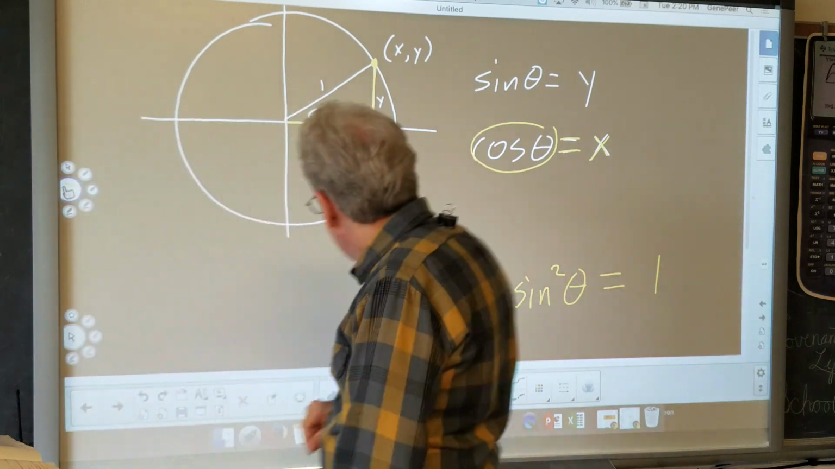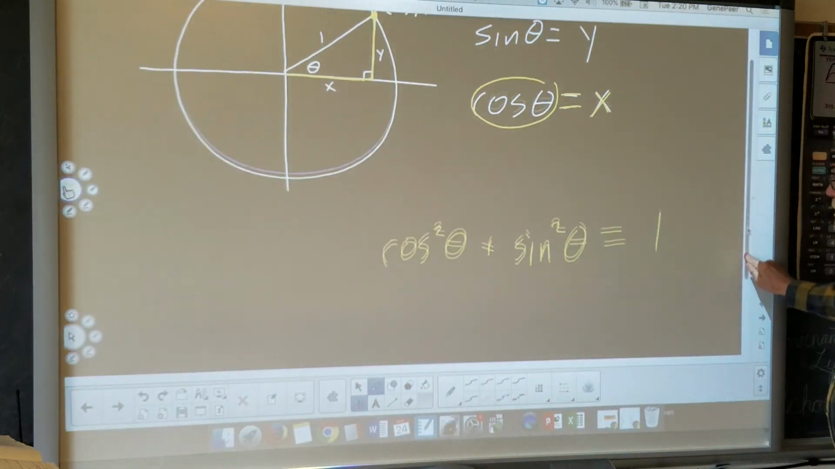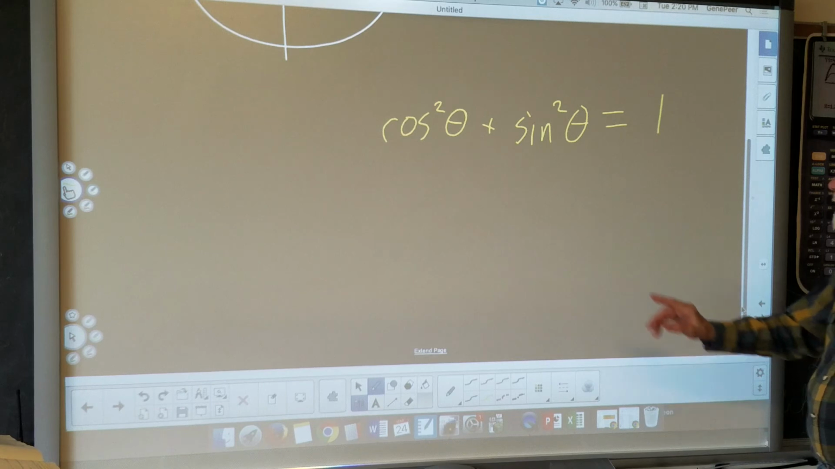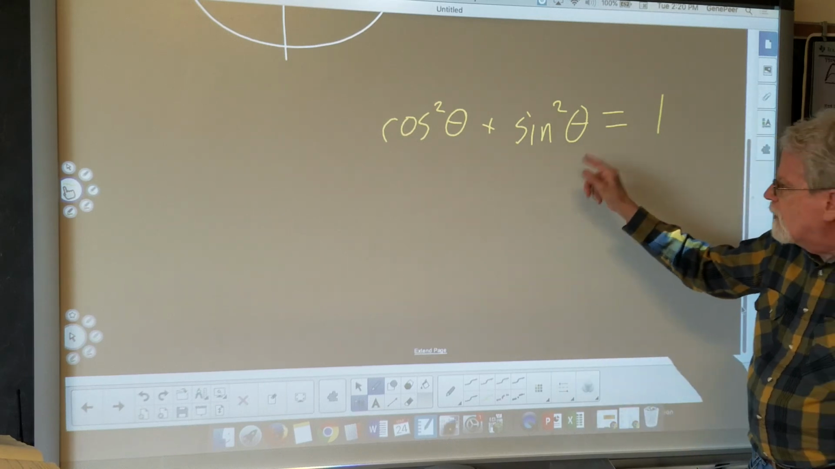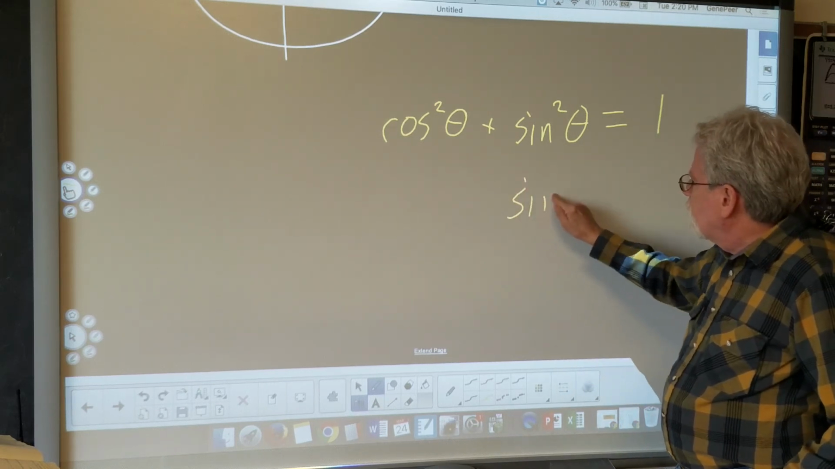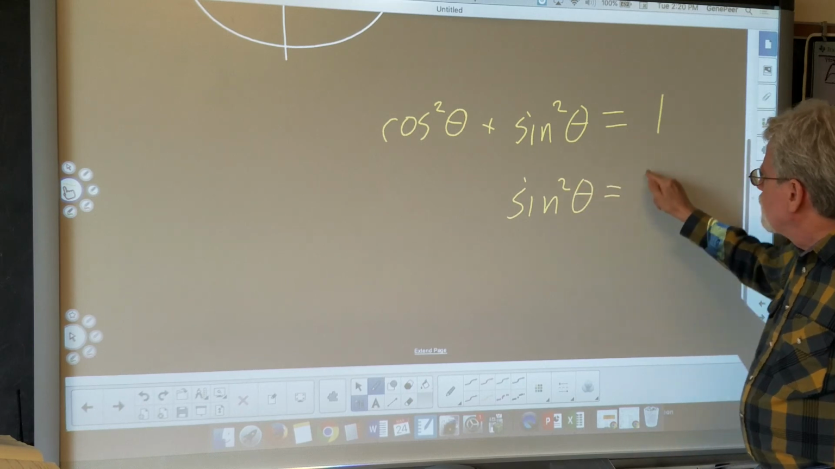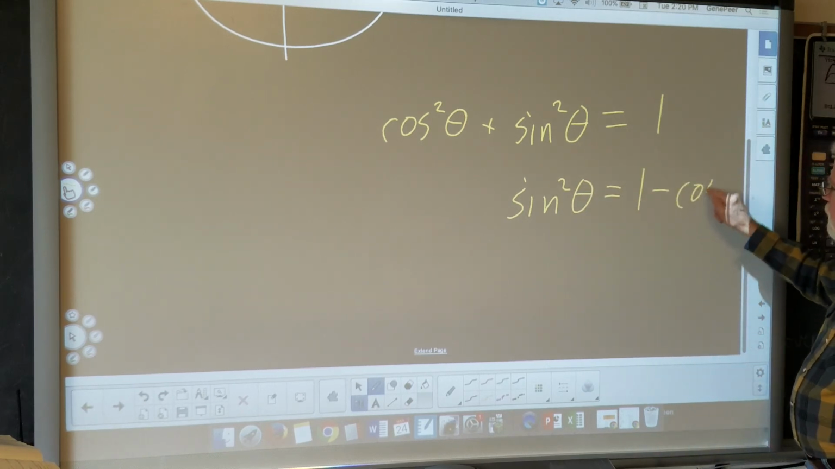For instance, there may very well be times when you would prefer to think of it as solving for sine squared. And you would have the fact that sine squared theta equals 1 minus cosine squared theta.